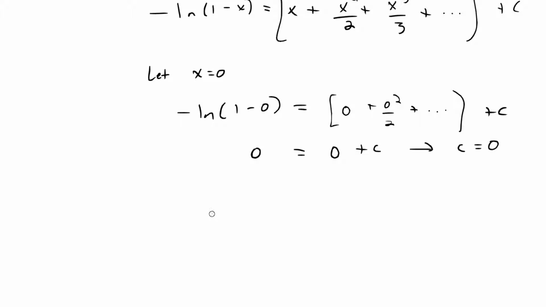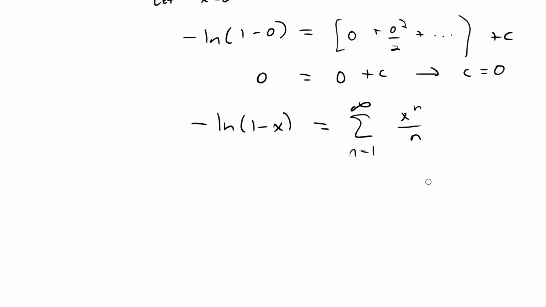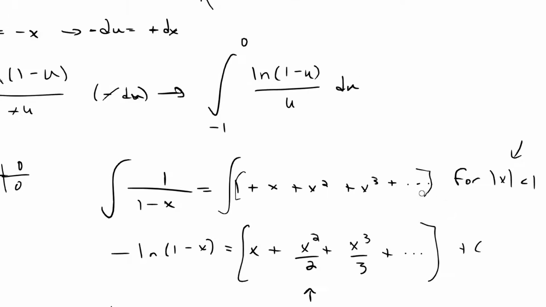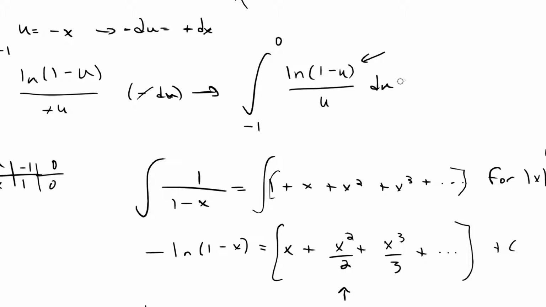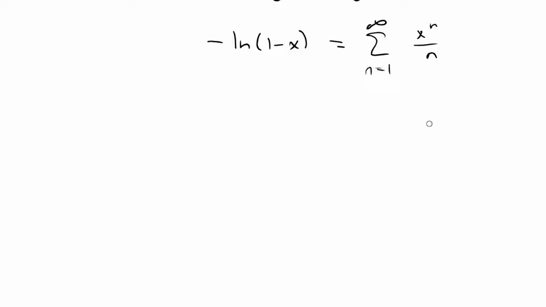And so that tells us what? Well, that tells us that negative ln of 1 minus x is equal to this series up here, right? Which is just the following sum: the sum from n equals 1 to infinity of x to the n over n. And so now we can actually substitute this back into our integral up here. Note that we have an ln(1 minus u). So here, we'll substitute in.